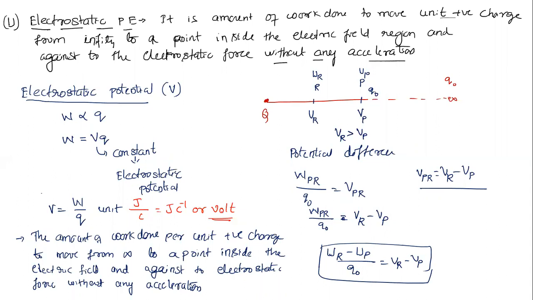Now let us find out the formula for potential due to a single charge. Let us take a single charge and see the formula for electrostatic potential. This is an important derivation. Please mention this heading: potential due to a point charge. Here, potential is nothing but electrostatic potential only.